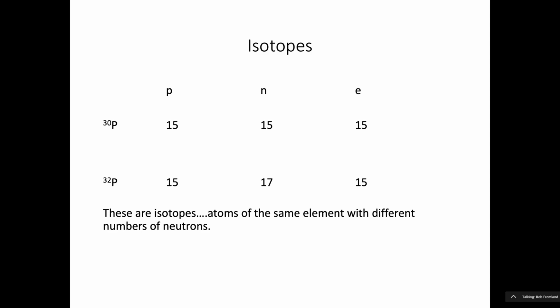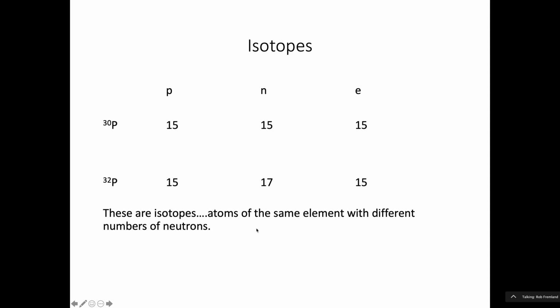Now, isotopes are defined as atoms of the same element with different numbers of neutrons, or you could say different mass. And you can remember it either way, because if they're the same element, the number of protons has to be the same, but if the mass is different, it must be the neutrons, because electrons have a very, very small mass. All right, so this is an example of isotopes. These are isotopes of phosphorus. This is called P30 and P32. And you can see they're both phosphorus, so they both have 15 protons. This one has a couple more neutrons.